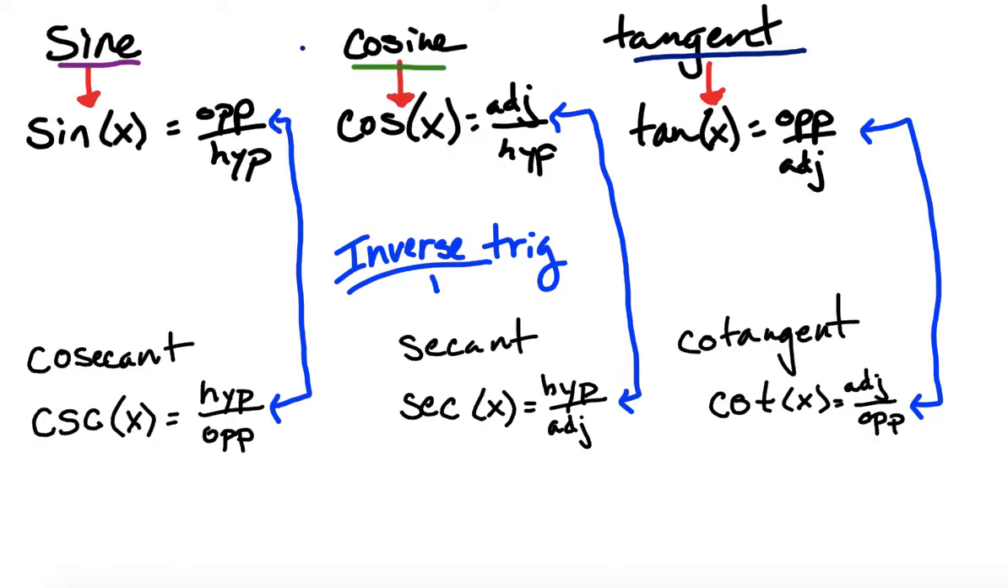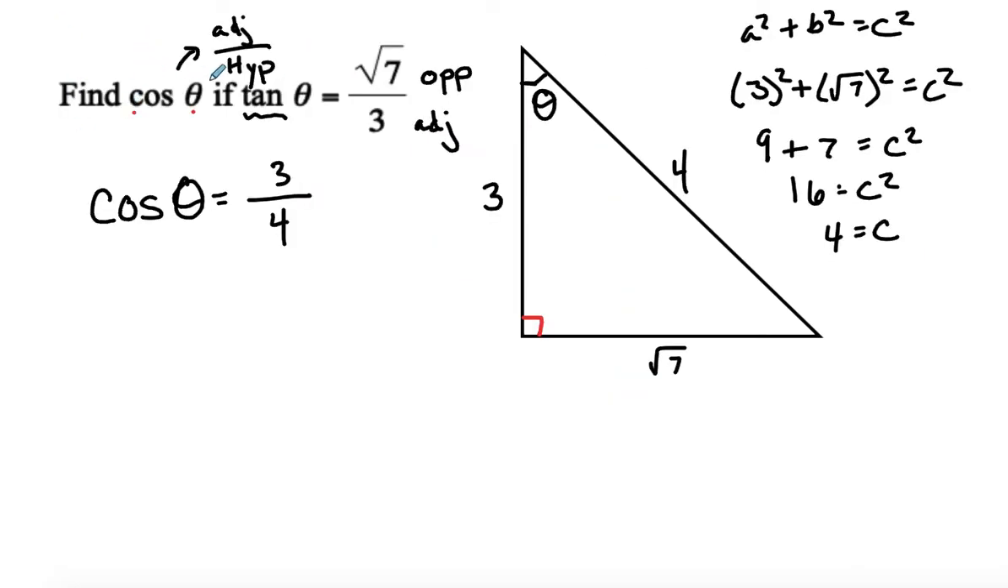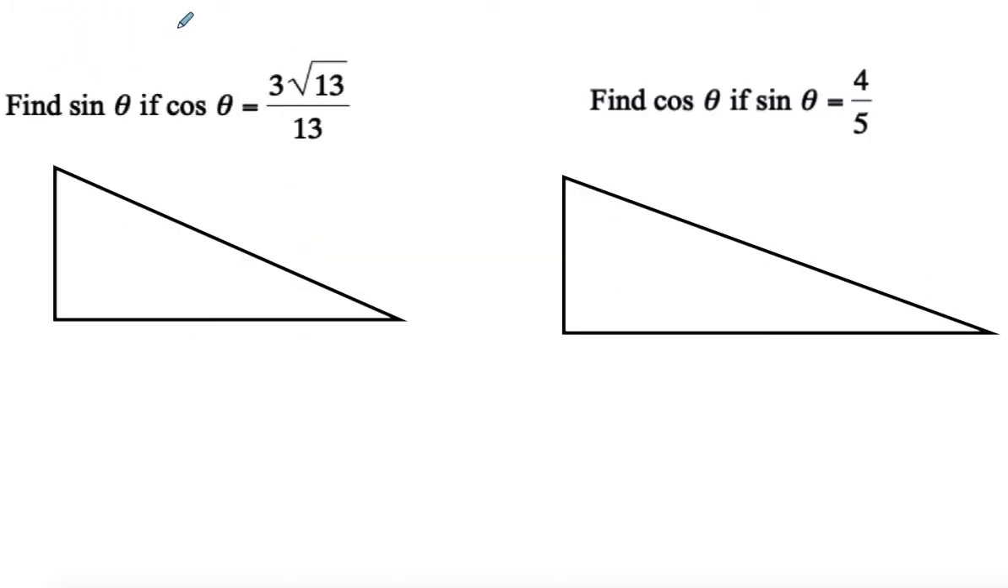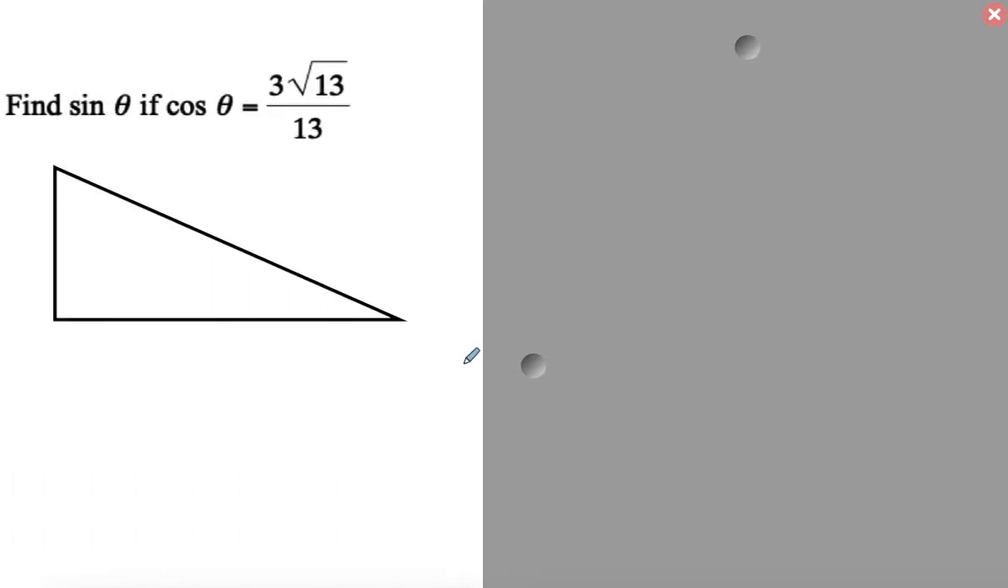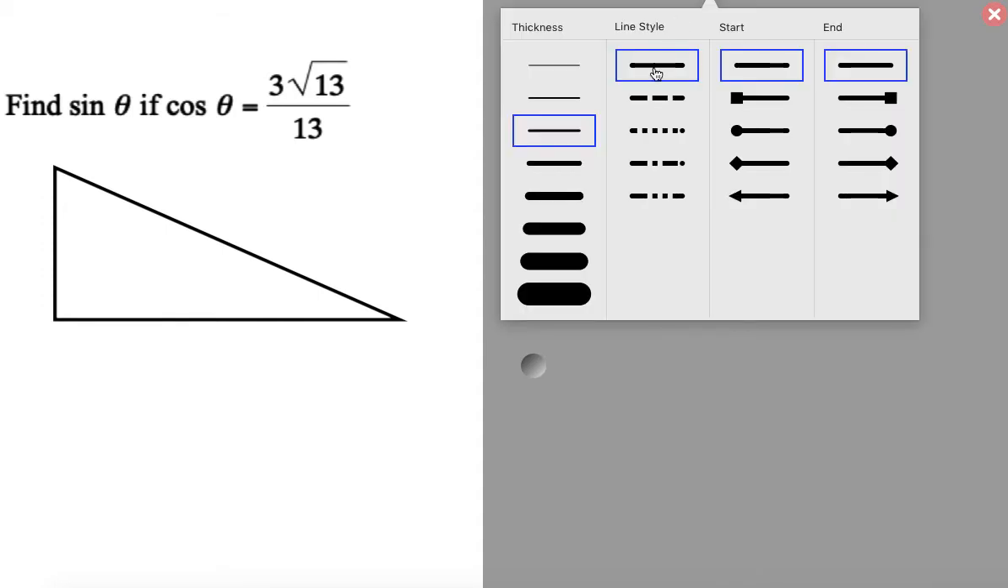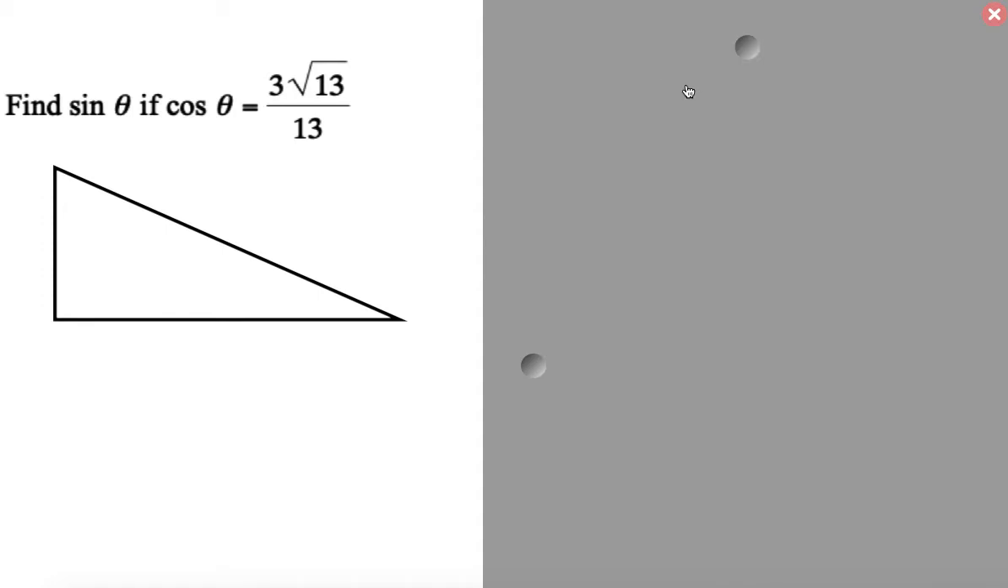So we're going to use these ratios in this type of problem where it might ask you to find the cosecant or the cotangent of an angle. So let's start with the one over here. Find sine of theta if cosine of theta is 3 square roots of 13 over 13. So I want you to take a moment, pause the video, make sure you figure out how to do this on your own, and come back.